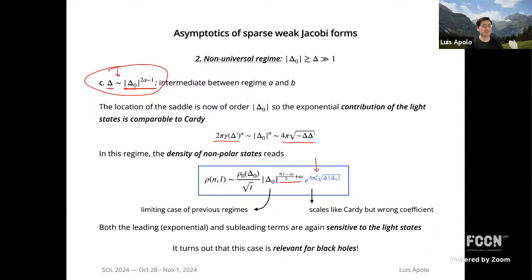So you may wonder if this has any application to black hole physics, where the classical formula for the area of the black hole is given by the Cardy formula. It turns out that it is relevant, but I don't think I have enough time to discuss it today. But in any case, it turns out that this case is relevant for black holes.